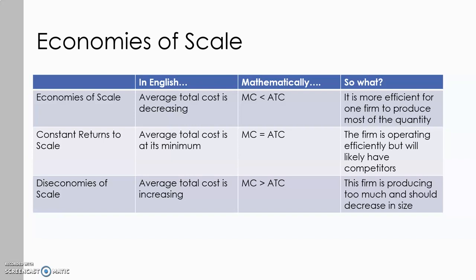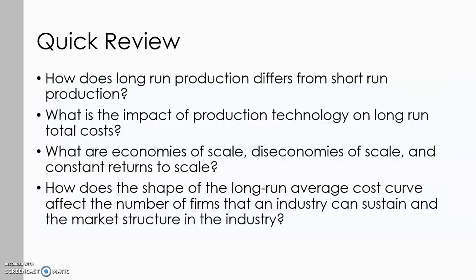Finally, if we have diseconomies of scale, things get more expensive as we produce more of them. Average total cost is increasing. In other words, our marginal cost is greater than our average total cost. The firm is producing too much. Things are so expensive that it's losing money by producing more rather than fewer goods, so it should scale back its production.